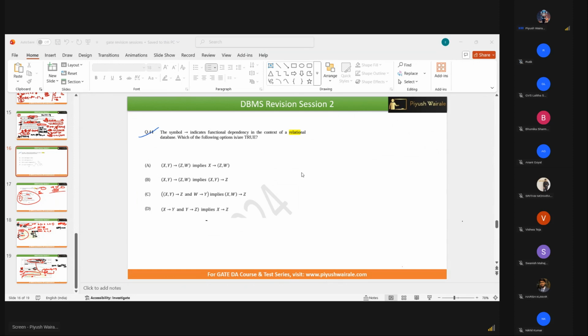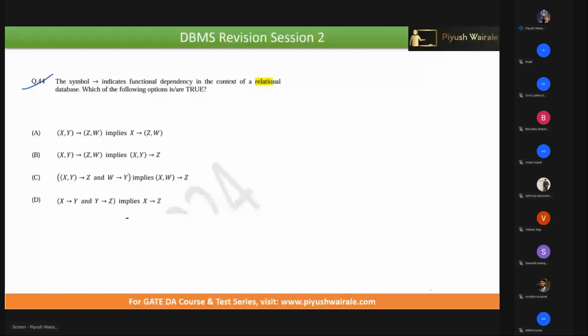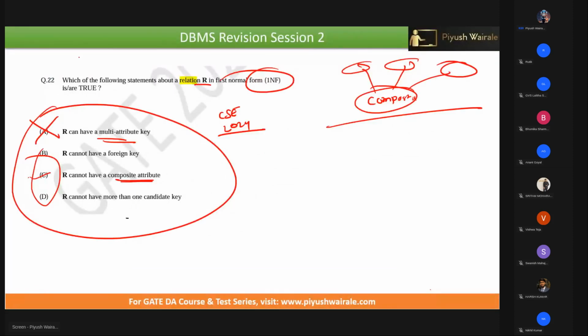Just a second. It cannot have multi-valued attribute. Multi-attribute key is possible. Question number 22, which of the following? That's the question. I guess set one. Question number 22. A and C is the correct option here in the official answer key for that particular question number 22. A can have multi-attribute key, cannot have composite attribute.